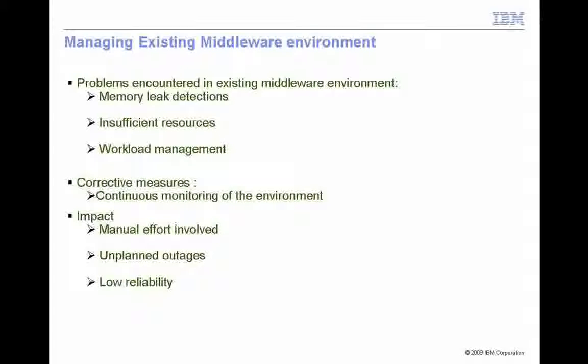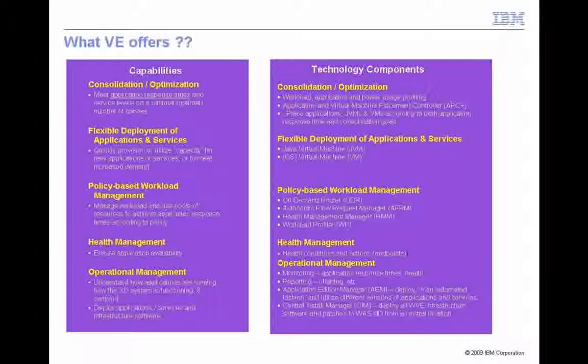The corrective measure that one can take under such circumstances is to identify these issues before their impact is felt. The only way to achieve this is to continuously monitor the production environment to detect any abnormal activity that might occur. This is a very cumbersome task and is not feasible in most situations. Also, monitoring the environment and taking corrective actions would involve manual effort. The impacts of such issues would be unplanned outages and could lead to low reliability of the services being offered and eventually financial loss.